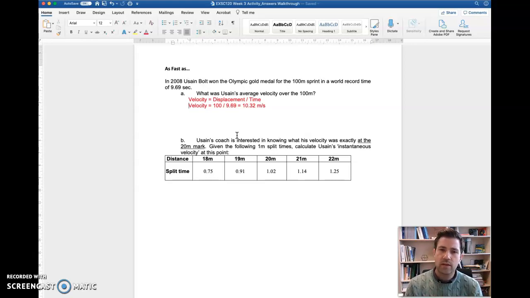But if we're talking about the velocity as close to one time point as possible, so here the 20-meter mark, that is what we're referring to as the instant that we're interested in, then we're just going to get the average velocity of the point after it and the point before it. So between those 2 points, before and after. This is what this formula is referring to.